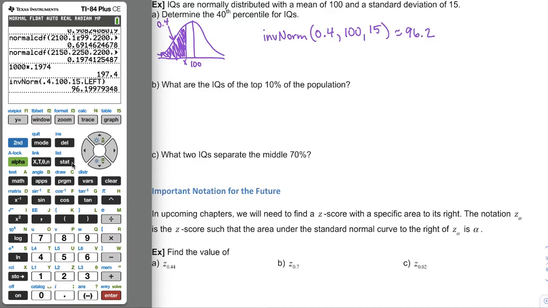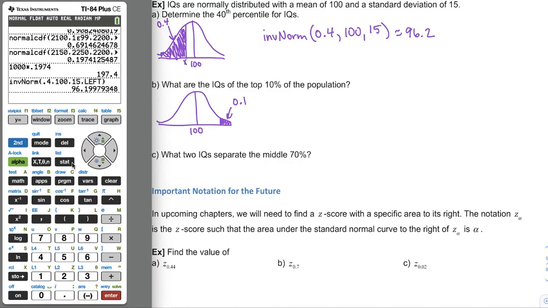Part B is going to be a little bit the opposite of that. What are the IQs of the top 10% of the population? So once again, let's do a little sketch so we can connect what this looks like to the problem. So we know the middle is 100. The top 10% would be over here on the right tail. I'm going to convert that to a decimal.